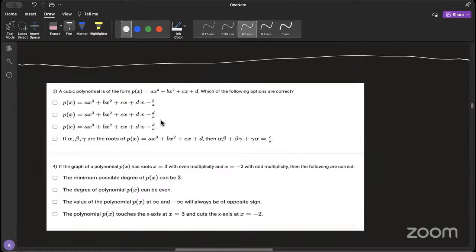So a cubic polynomial is of the form p(x) equals this. Which of the following options are correct? This is a cubic polynomial where, what is this? Why do I feel like there's something missing in this question? Is it about roots? The first option, the second option and even the third one.